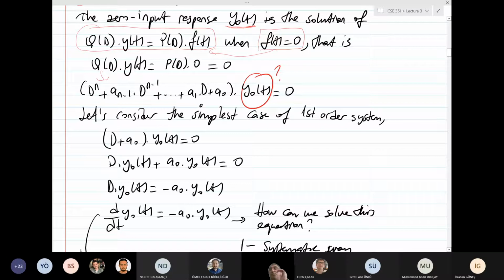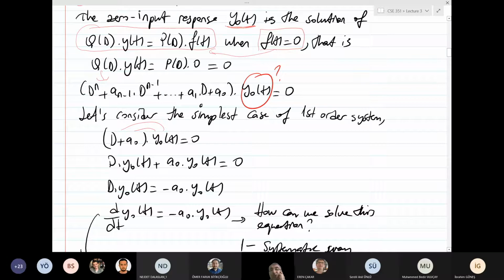So let's consider the simplest case, the first order system, when n is equal to 1. So then my general equation reduces down to this, which is 1 times D plus a0 times y0 of t. Then I expand it like this: D times y0 of t plus a0 times y0 of t, which is equal to 0.